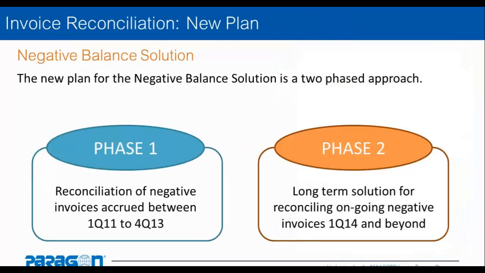As you'll see illustrated on this slide, the new plan that CMS has announced for the negative balance solution is a two-phased approach. The first phase, referred to on the slide as Phase 1, will reconcile negative invoices accrued between 1Q11 and 4Q13 invoice quarters. The second phase, referred to on the slide as Phase 2, is a long-term solution for reconciling ongoing negative invoices, beginning with a 1Q14 invoice quarter. For simplicity, during this webinar, we are going to refer to these phases accordingly as Phase 1 and Phase 2.